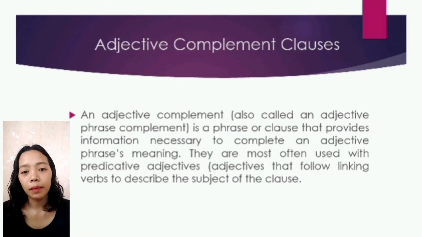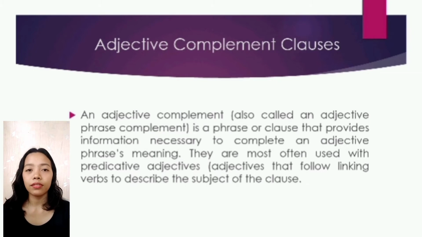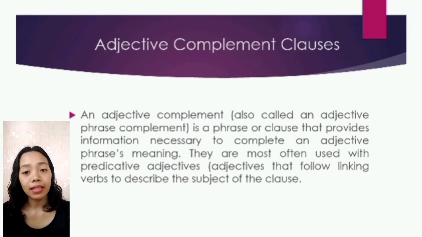Let's move on to our topic for today, an adjective complement clause. What is an adjective complement clause? An adjective complement clause, also called an adjective phrase complement, is a phrase or clause that provides information necessary to complete an adjective phrase's meaning. They are most often used with predicative adjectives. These predicative adjectives are adjectives that follow linking verbs to describe the subject of the clause.